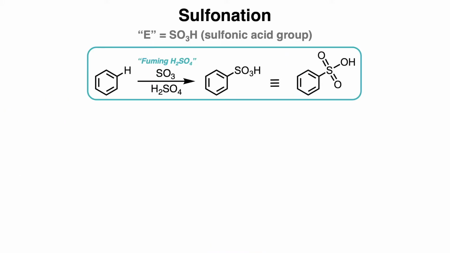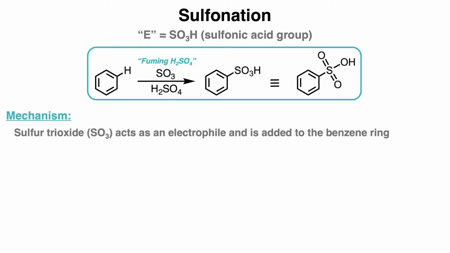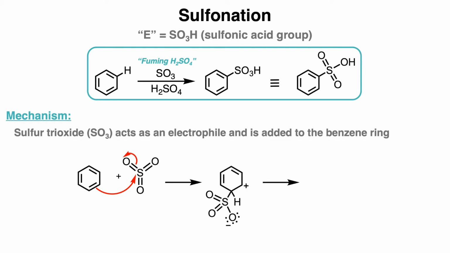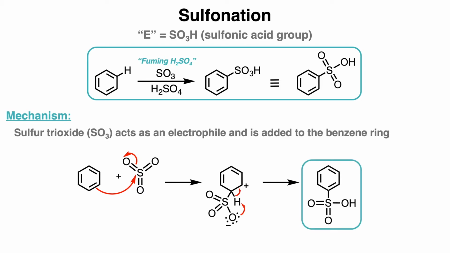The next EAS reaction is called sulfonation, where E is a sulfonic acid group. Fuming sulfuric acid is a mixture of H2SO4 and SO3 gas, so you can either write out fuming sulfuric acid, or you could write out the two separate reagents as H2SO4 and SO3. The mechanism starts with sulfur trioxide, or SO3, acting as an electrophile. One of the pi bonds in benzene attacks the sulfur atom in SO3, and one of the S=O double bonds breaks to form a new lone pair on oxygen. Then an intermediate sigma complex is formed. O- gets protonated by hydrogen and restores aromaticity in the product.